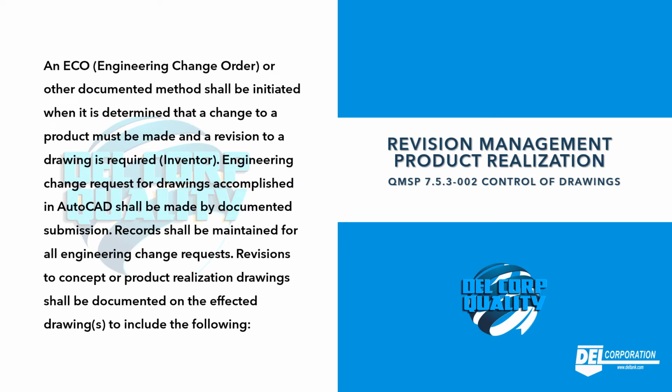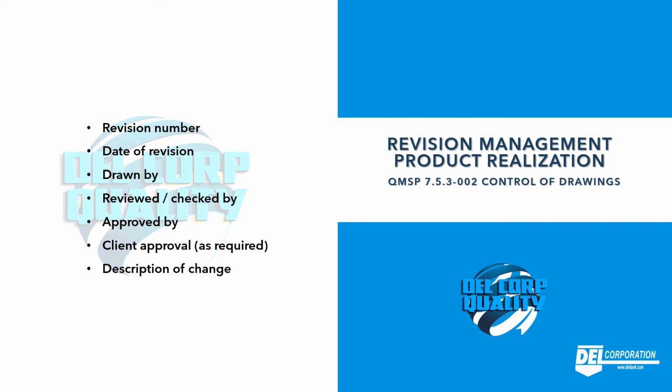An ECO, engineering change order, or other documented method shall be initiated when it is determined that a change to a product must be made and a revision to a drawing is required. Engineering change requests for drawings accomplished in Inventor or AutoCAD shall be made by documented submission. Records shall be maintained for all engineering change requests. Revisions to concept or product realization drawings shall be documented on the affected drawing to include the following: revision number, date of revision, drawn by, reviewed or checked by, approved by, client approval, as required, and description of change.